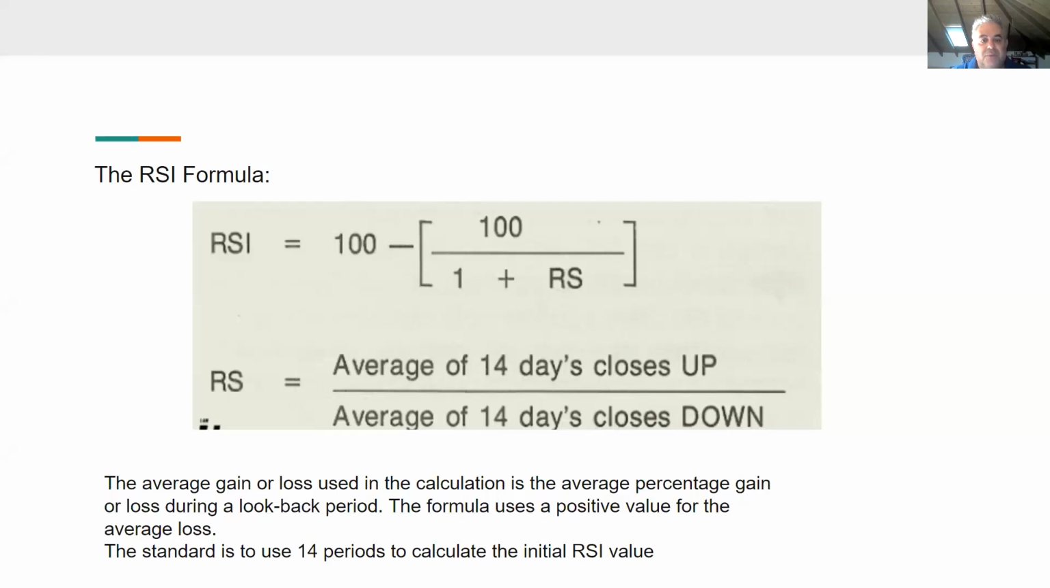All right. Generally, this is the formula. It calculates the average of 14 days' close ups versus the average of 14 days' close downs. The average gain or loss used in the calculation is the average percentage gain or loss during the look back period. The formula uses a positive value of the average losses, and the standard is to use 14 periods to calculate the initial RSI value. So it uses averages, and it goes between 0 and 100.